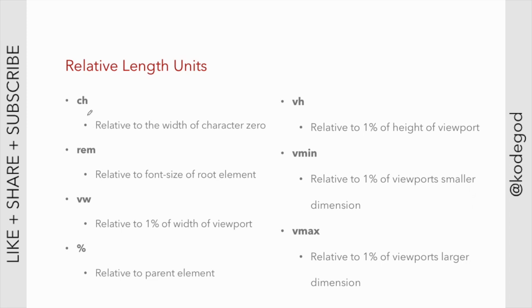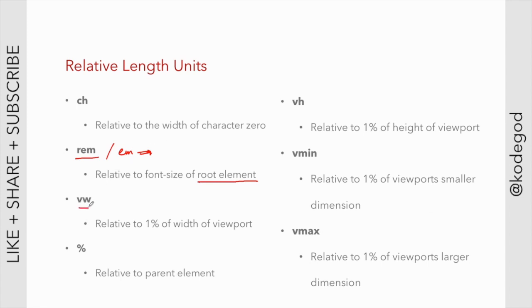ch is nothing but relative to the width of the character 0, and rem, which is very commonly used, is basically relative to the font size of the root element. So this is slightly different from em, but em and rem are very commonly used. The only difference between these two units is that rem works relative to the font size of your root element, whereas em works in relationship with the parent element's text size.